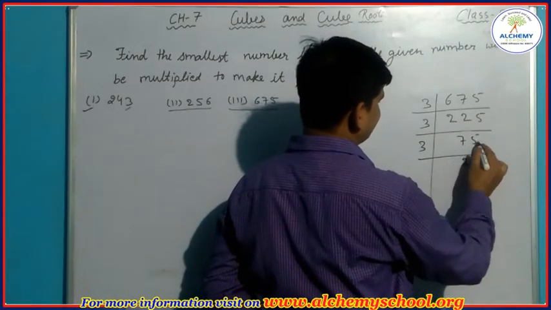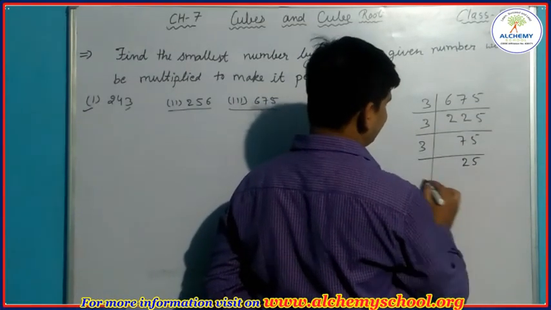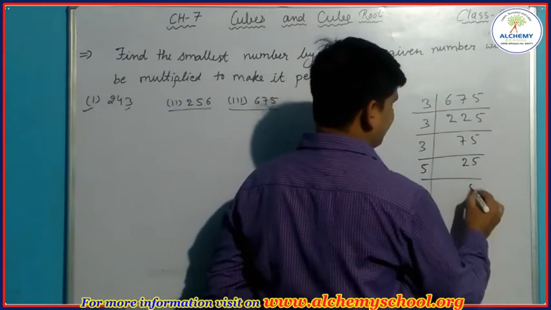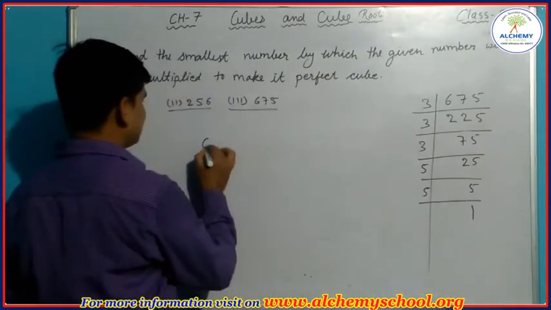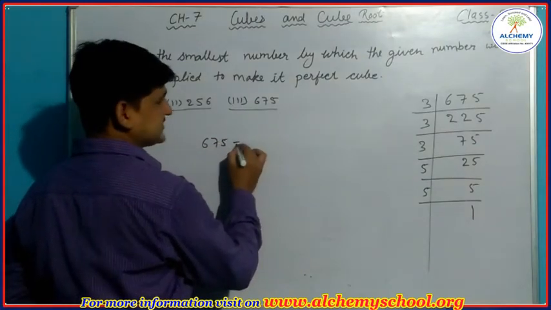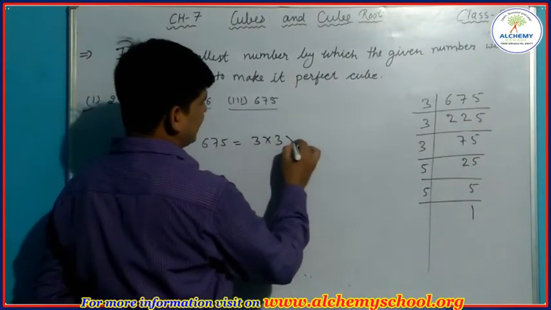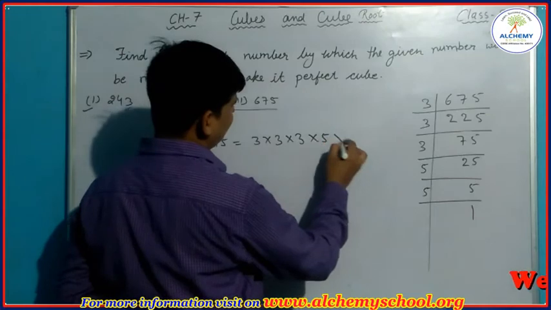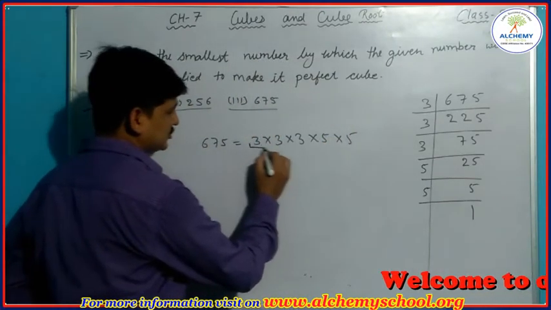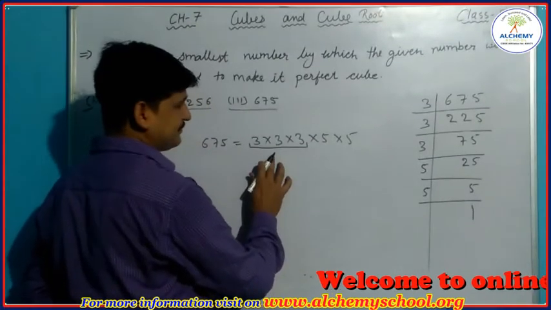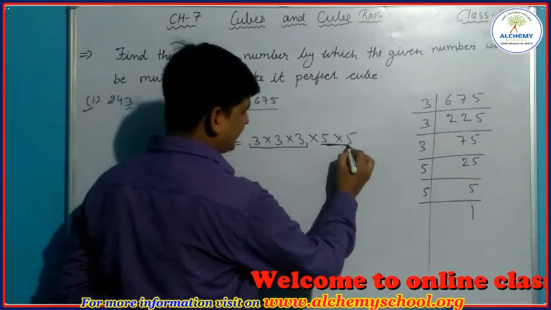3 2s are 6 and 3 5s are 15. So 5 5s are 25 and 5 1s are 5. So we can write here 675 is equal to 3 into 3 into 3 into 5 into 5. Now we have to make the group of 3 same factors. So the first group we have for this 3, but we cannot make the group of this 5.